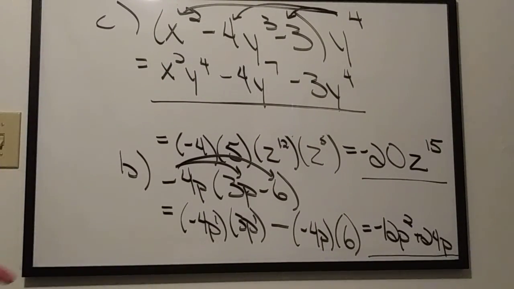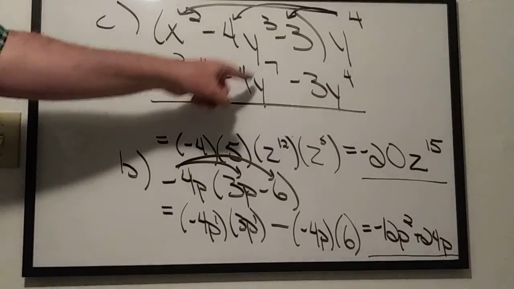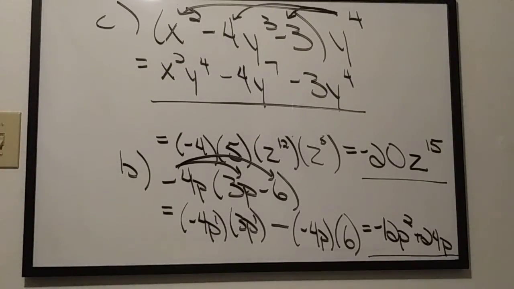in terms of combining like terms. So our final answer then is x squared y to the fourth minus 4y to the 7th minus 3y to the fourth.